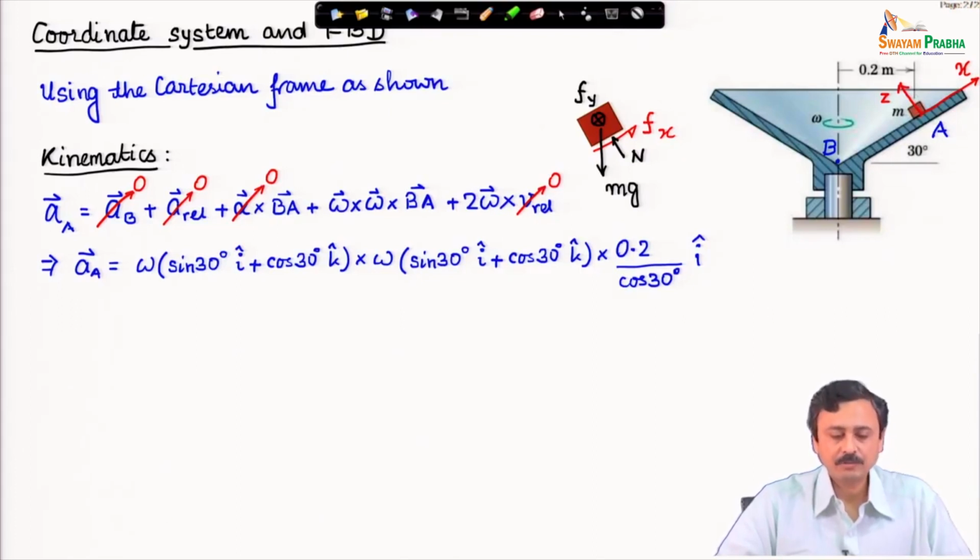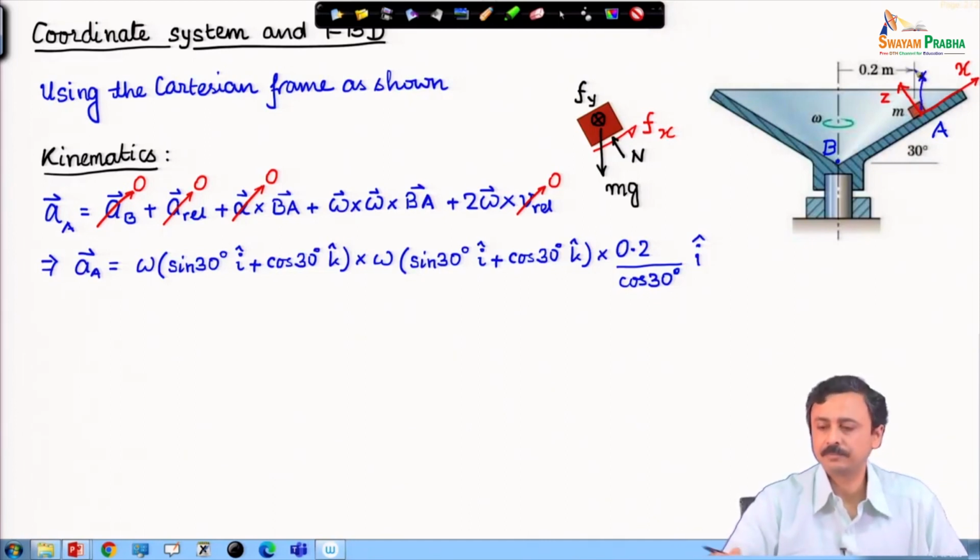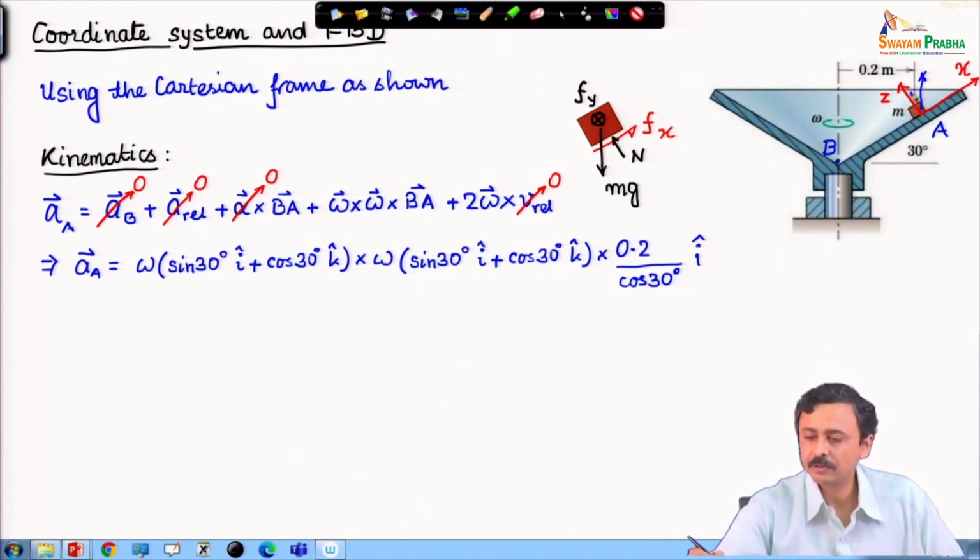Now, I have just represented these vectors in the coordinate system that I am using. The angular velocity vector can be represented like this: the magnitude, which is omega, times a unit vector, and you can easily find out the unit vector of the vertical direction. This angle is given as 30 degrees, therefore this angle is also 30 degrees.